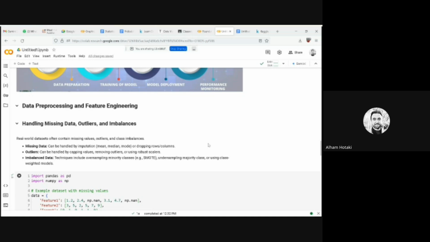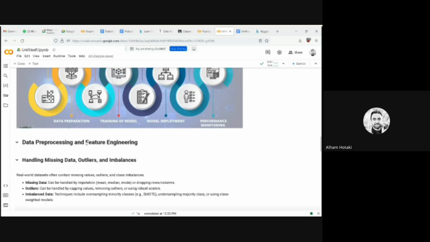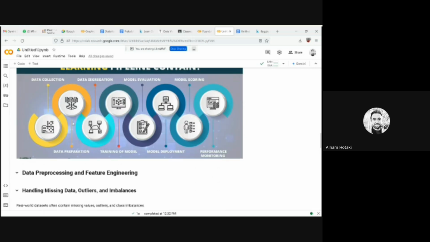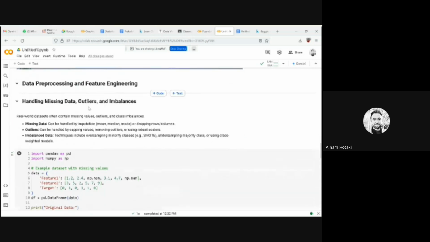Now coming to the data pre-processing and feature engineering. So this is preparation of the data and segregation of the data. This is called feature engineering and data pre-processing. Within the data pre-processing, the first item which comes to our mind is handling missing data, outliers and imbalances. So these are playing a key role.